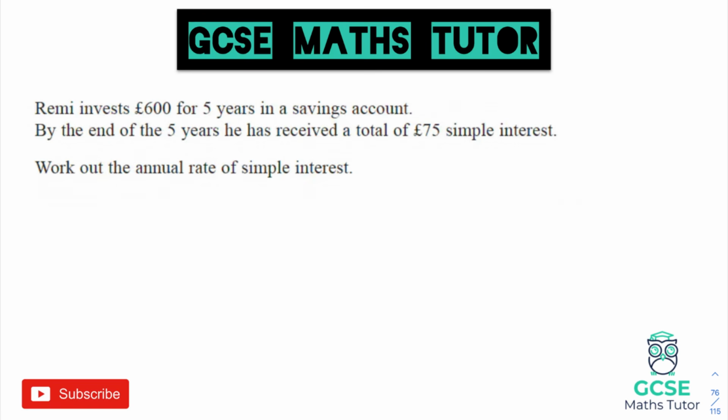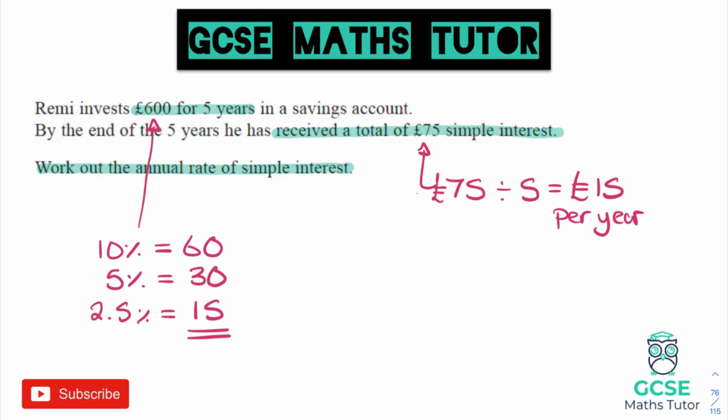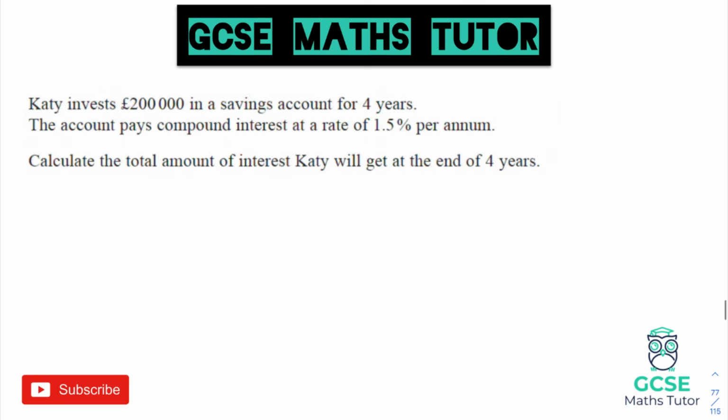If you have to look at simple or compound interest, read the question carefully. This one is about simple interest. So it says by the end of 5 years you get £75. With simple interest you get the same amount every year. So for 5 years that would be £15 per year. You can also work that out by looking at the percentages of an amount. So you can do that non-calculator, looking at 10, 5 and 2.5%, and just make sure you get a good match.